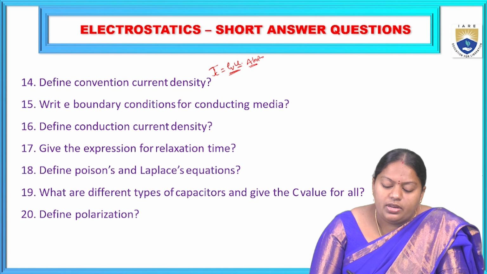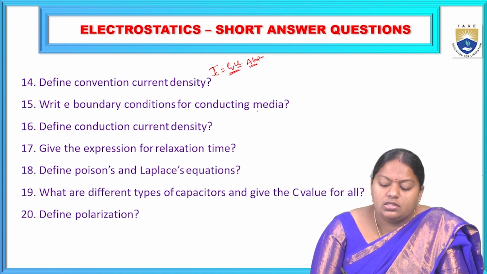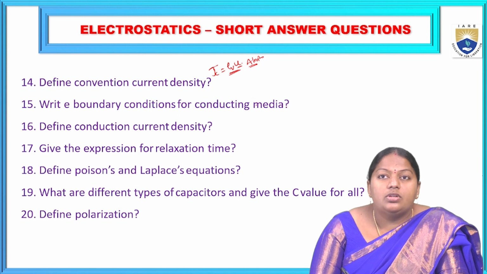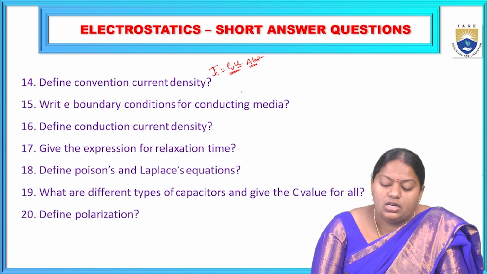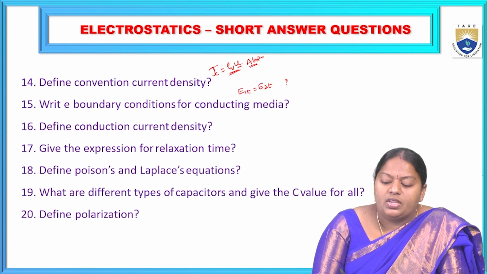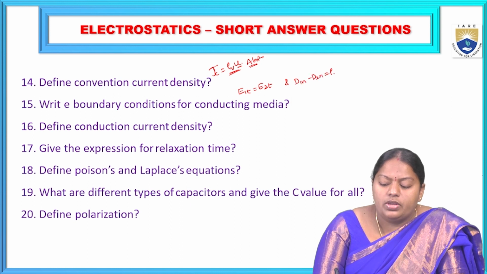Write the boundary conditions for conducting medium. In order to write the boundary conditions for conducting medium, we first need to write what the boundary conditions are between two dielectric media. Between two dielectric media, the two boundary conditions are E1t equal to E2t, and D1n minus D2n is equal to rho s. If rho s is equal to 0, then D1n equal to D2n.